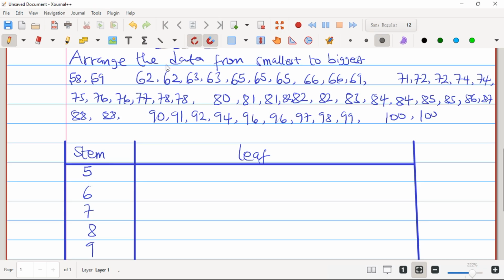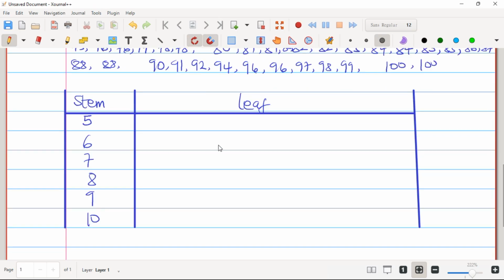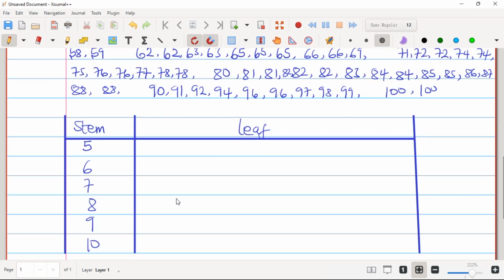That's 5. When you come to the 60s, our initial number here is what? 6. So you are going to pick the 6. When you come to the 70s, our initial number here is 7. So you pick the 7. When you come to 80, our initial number there is what? 8. So you pick 8. When you come to the 90s, 9 is our initial number. And when you come to the 100s, 10 is our initial number. So when we are done, that will be our stem, right? That will be our stem.